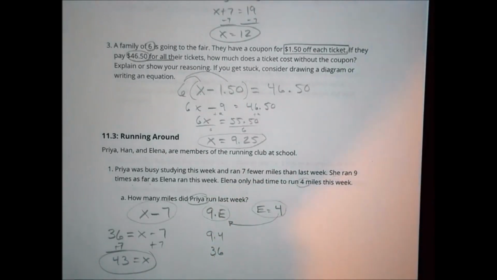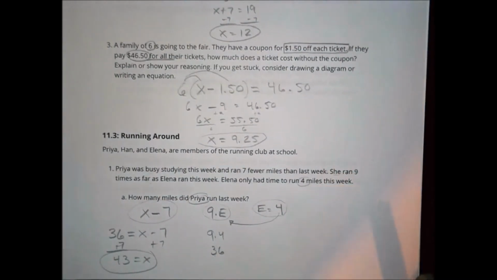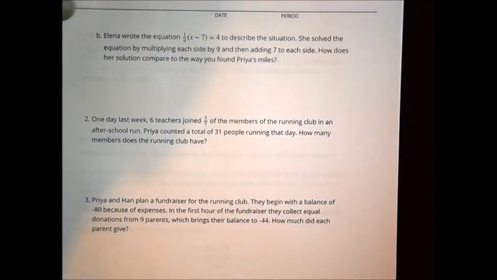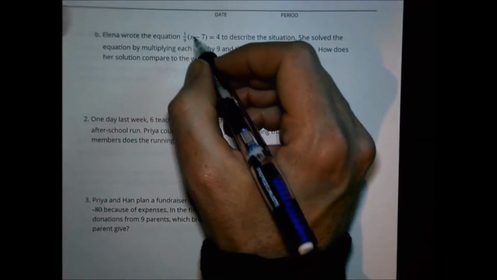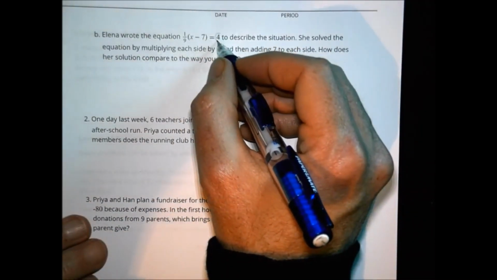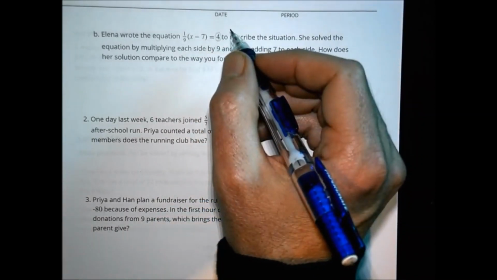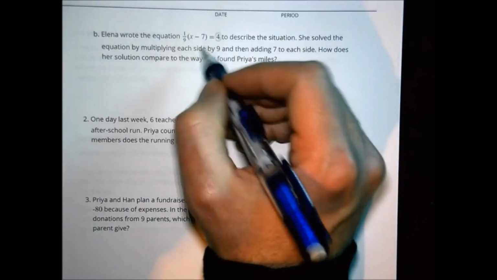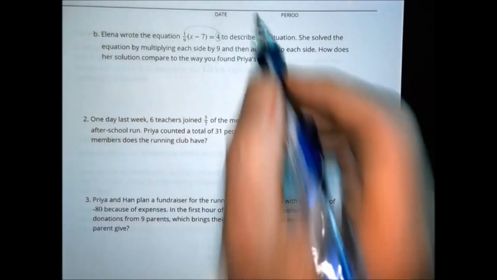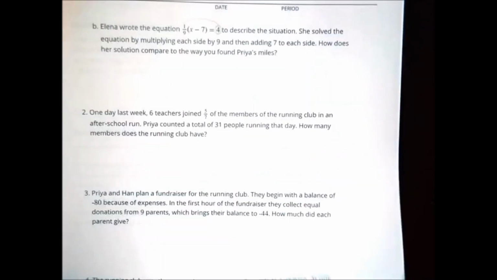So I worked mine out backwards to figure out how far Priya ran. Could you do it a different way? You certainly could. And in section B, it actually gives you a different way. It says that Elena wrote this equation. She did 1/9 times x minus 7 equals 4. So that's how far Elena ran. To solve this, you'd multiply both sides by 9, which is similar to what we did. We did 9 times 4 as well, the same thing.